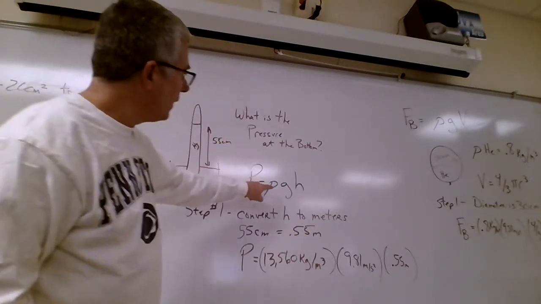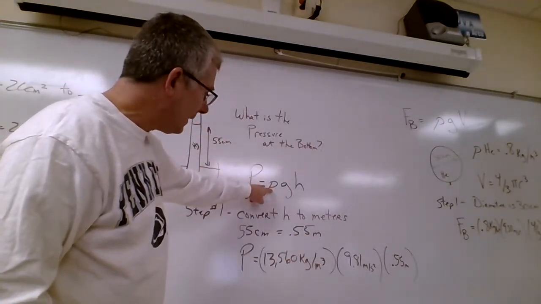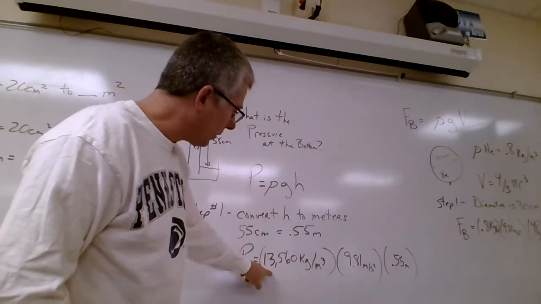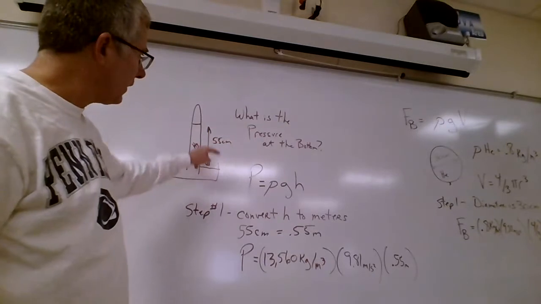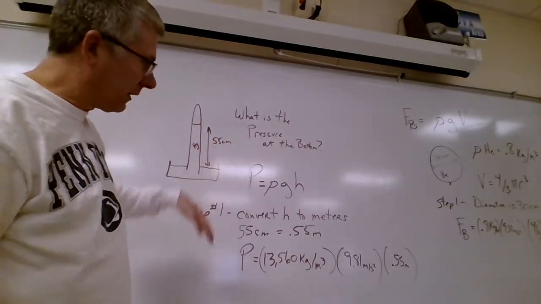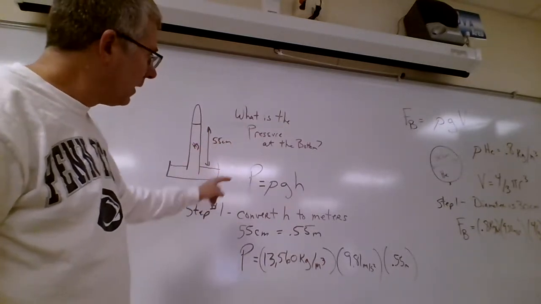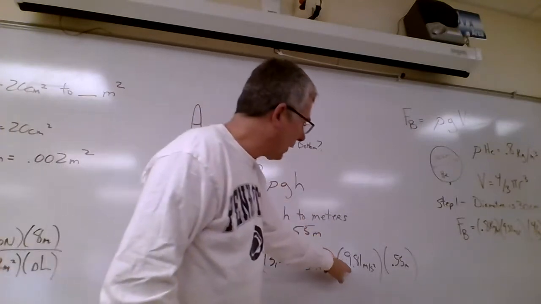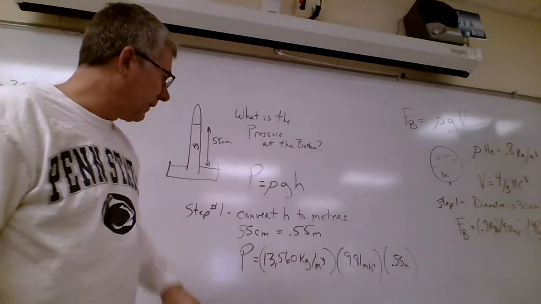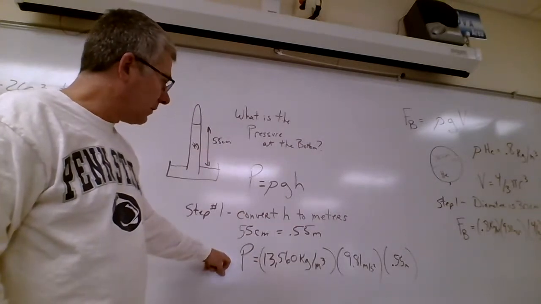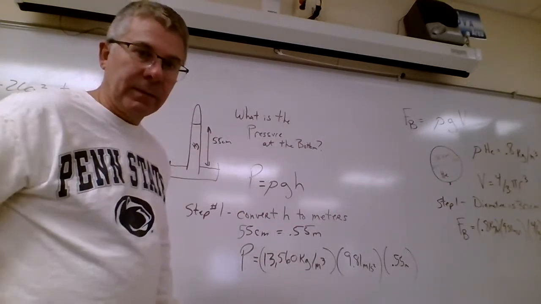Then we put in the density of mercury, and if we notice the units are kilograms per meter cubed. That's why we have to convert the centimeters into meters, because if we don't, you'll be off by a couple decimal points. Then gravity, 9.81, and then the height is the 0.55. Just multiply all 3 together, and that will give you your answer in pascals, okay?